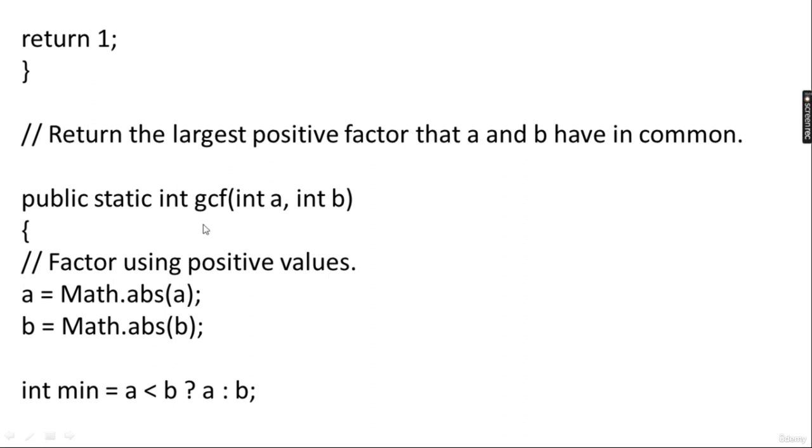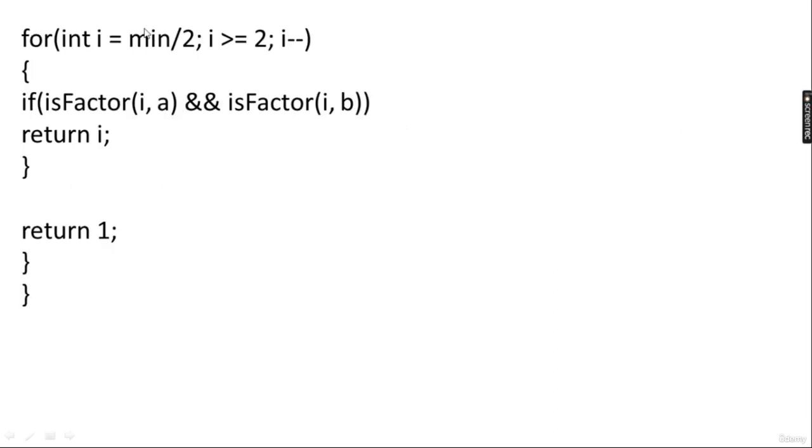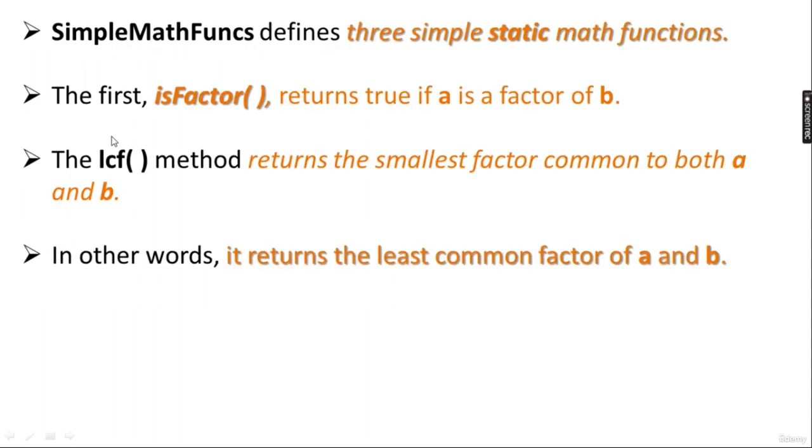Return the largest positive factor, greatest positive factor. First of all, get the positive values. If minimum A less than B, it will be A, otherwise it is B. So, starting with minimum divided by 2, greater than or equal to 2, I minus minus, in the reverse way. If A is also a factor and B is also a factor, return I, otherwise we return 1 as the smallest positive number. Simple mathematical functions have 3 simple static math functions.